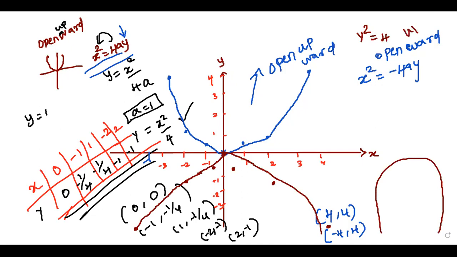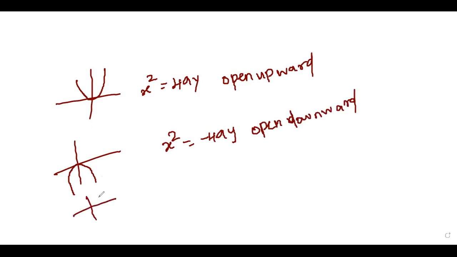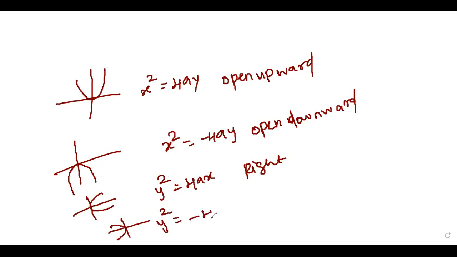I hope you are able to follow. Now I'll write it clearly. I'm very sorry for wasting your time. So this is x square is equal to 4ay is open upward. This is x square is equal to negative 4ay, open downward. Y square is equal to 4ax is right. Y square is equal to negative 4ax is left.